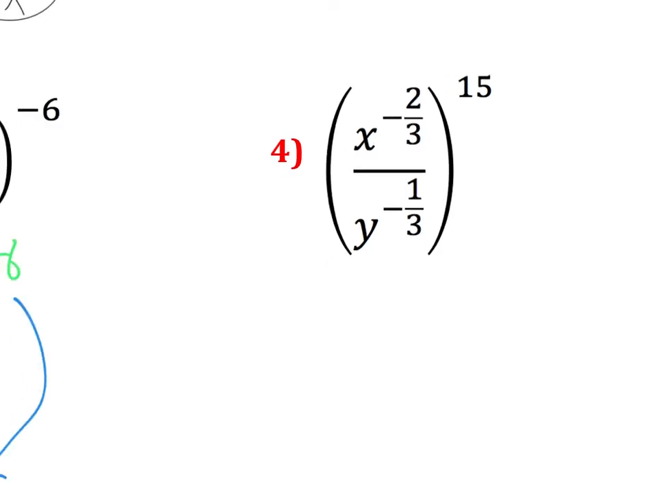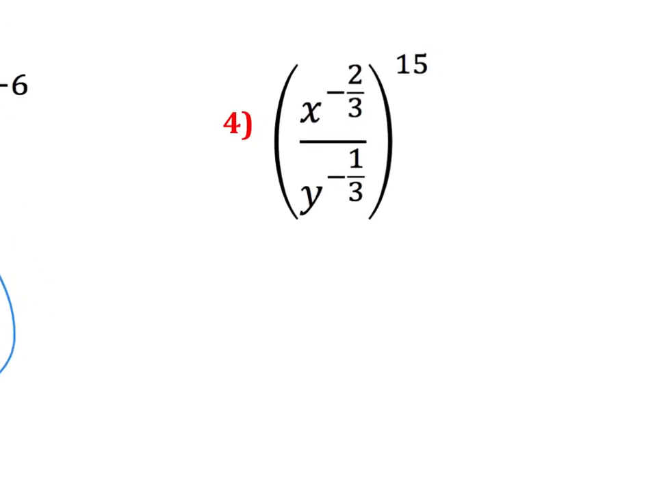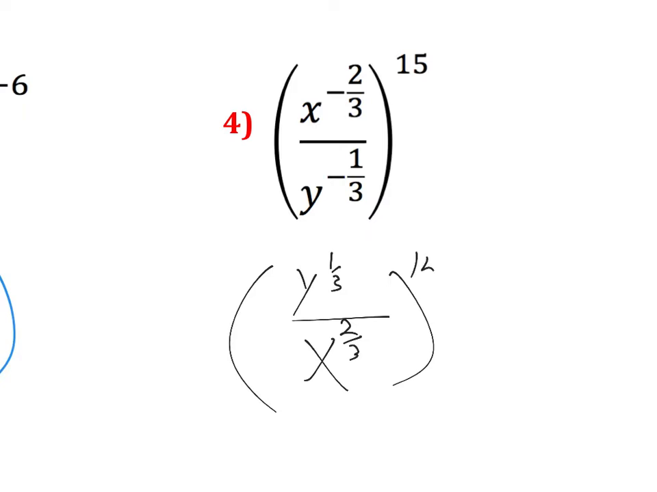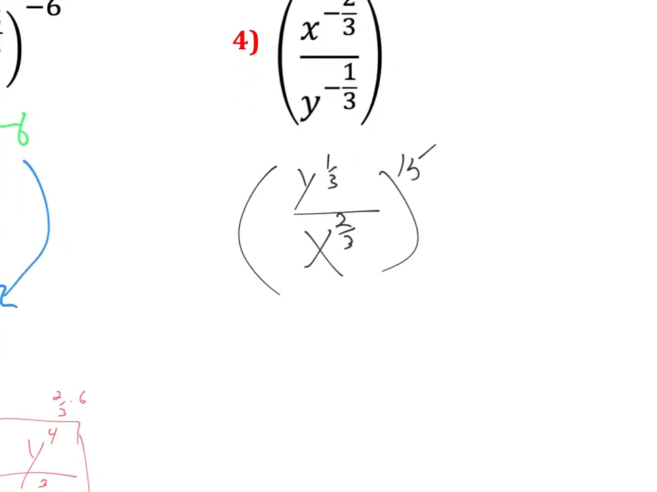x to the negative 2/3, y to the negative 1/3. Again, I like to simplify the items inside the parentheses first, so I'm seeing negative exponents. I'm going to flip those around so that they become positive. So I've got y to the 1/3 over x to the 2/3, all raised to the 15th power. So the new exponent on the y is 1/3 of 15. So 1 times 15, divide that by 3, I get 5. 2/3 of 15. 2 times 15 divided by 3 is 10. There we go. Lost my train of thought, folks.